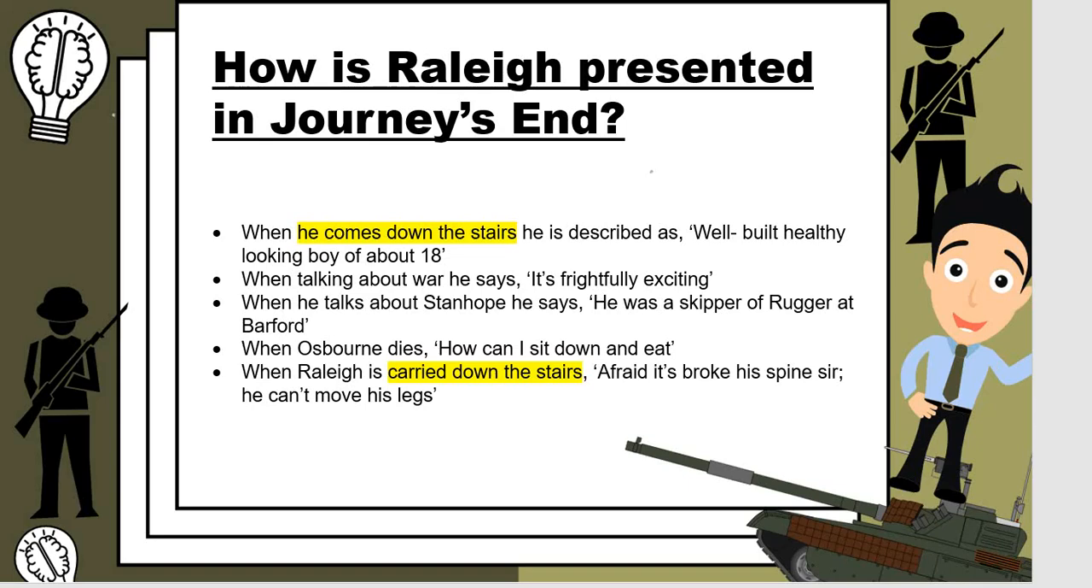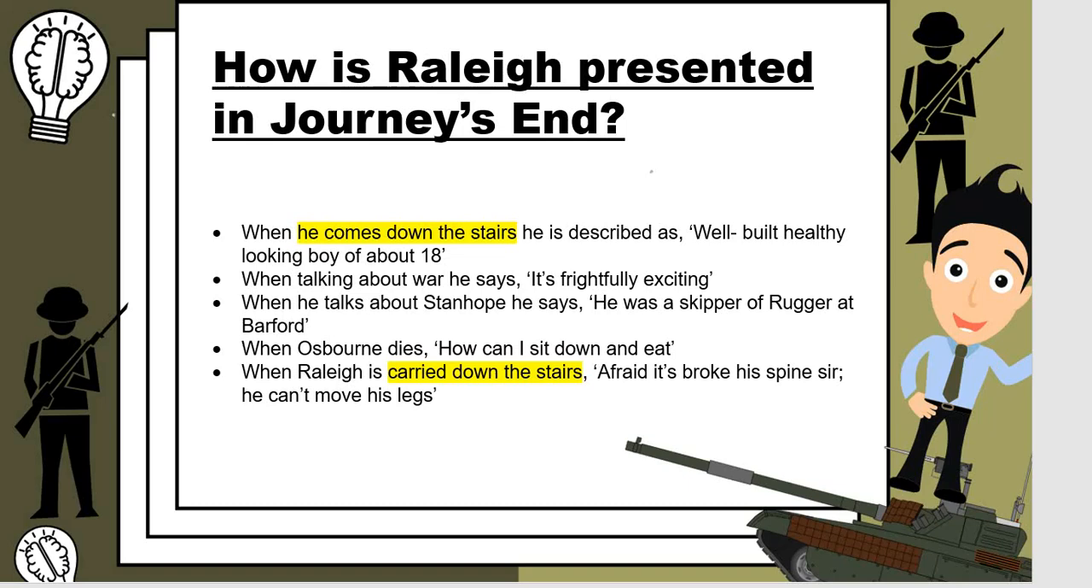And at the very end, when Raleigh is carried down the stairs, this is a bit of a spoiler alert if you haven't read the play yet or seen the brilliant Hollywood version of it that was recently released a year or two back. But Raleigh at the end is carried down the stairs and he's described as: afraid he's broke his spine, sir. He can't move his legs.